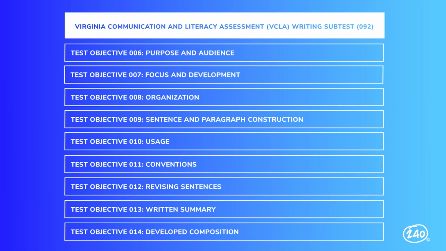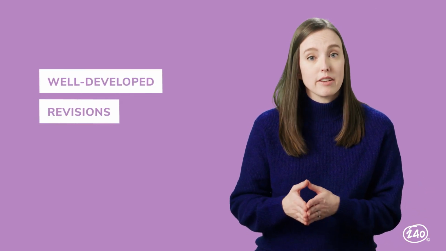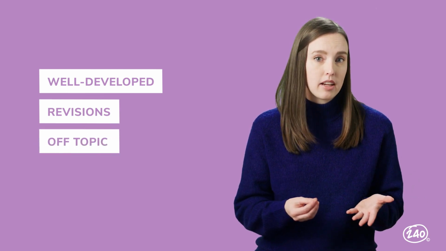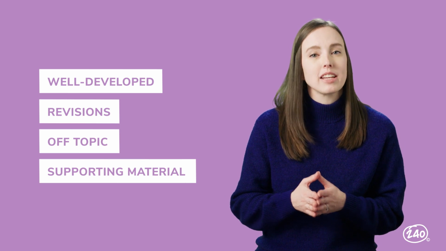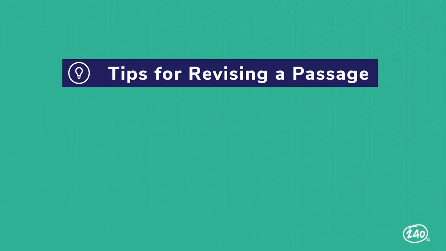We'll have some practice with this later on, but right now, let's see what our next test objective is all about. Test Objective 7 wants to make sure test takers can apply principles of unity, focus, and development in writing. Questions will ask you to recognize examples of well-developed writing, make revisions that improve the unity and focus of a passage, identify portions of a passage that are off-topic, and select supporting material that is consistent with the main idea of a passage. I have some tips for you about revising a passage that I can't wait to share.